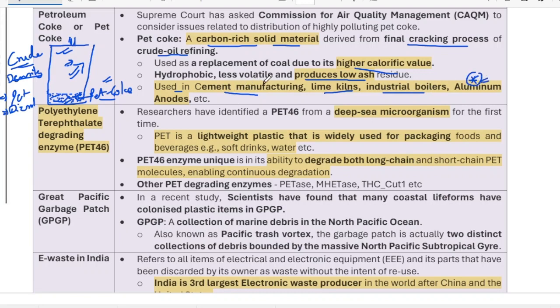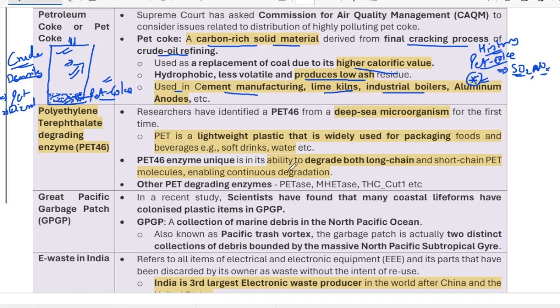So what if I give you some of the history. Pet coke was being imported to India previously. Now, because it is also a hydrocarbon, it gives a very high amount of sulfur dioxide and nitrogen oxides when this pet coke is burnt.